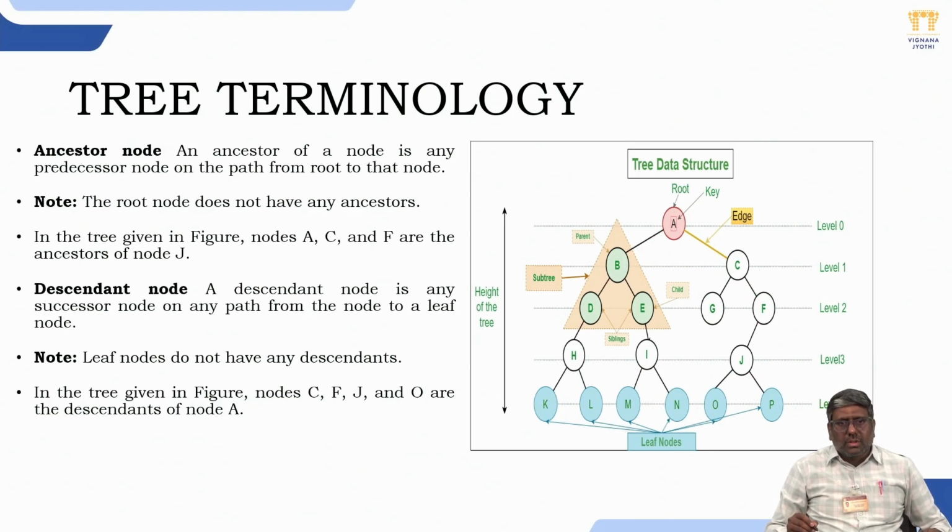Next, ancestor node. An ancestor of a node is a predecessor node on the path from the root node to that node. The root node does not have any ancestors. In the given tree, the nodes A, C, F are the ancestors of J. Next is the descendant node. A descendant node is any successor node on any path from the node to a leaf node, and leaf nodes do not have any descendants. In the given tree, C, F, J, O are the descendants of node A.